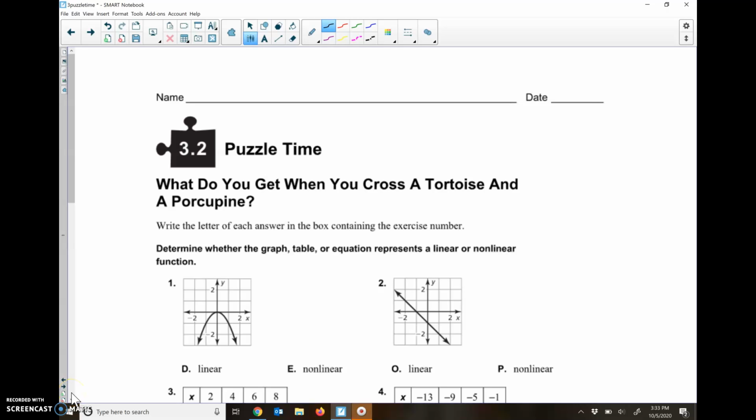Hey, this is Mr. Mola with lesson 3.2. And the joke for this one is, what do you get when you cross a tortoise and a porcupine?